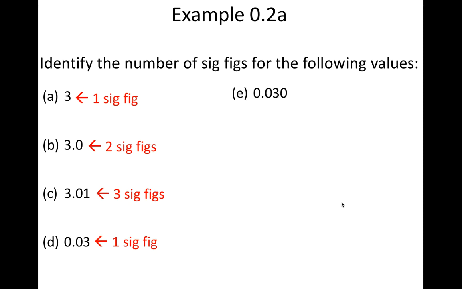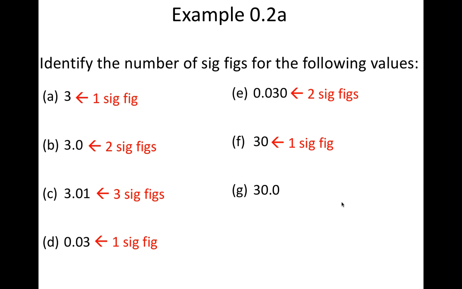In part E, the two leading zeros are not significant. The 3 and the trailing 0 after the decimal point are both significant. So the measurement 0.030 has two sig figs. In part F, 30 only has one sig fig because it has a non-zero digit, the 3, and a trailing 0 with no decimal place, which does not count as being significant. So this only has one sig fig.